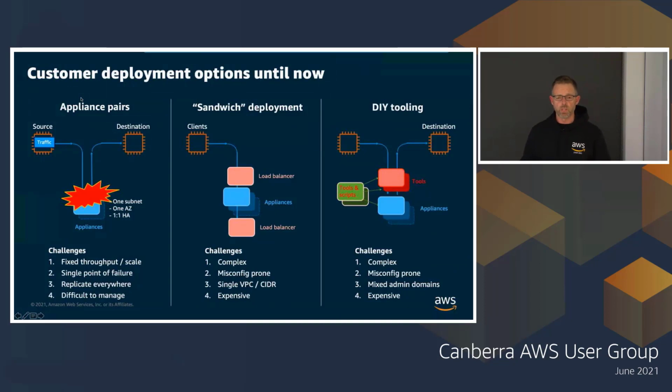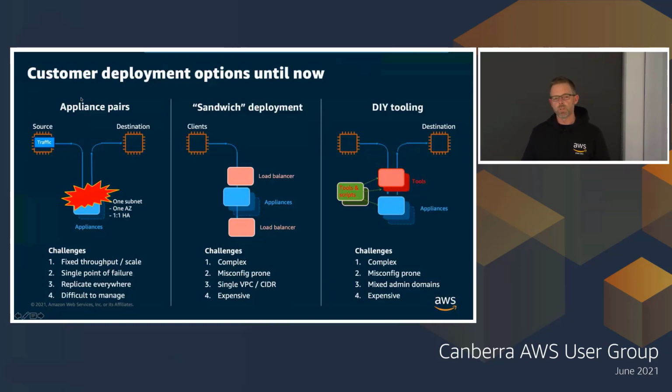And the final option was the DIY tooling side of things. So in this case, you would have multiple appliances, potentially over multiple VPCs, multiple accounts, multiple availability zones, the failover and the traffic paths all being managed by your bespoke tooling. So you would have that tooling changing VPC route tables, you'd have it moving IPs around appliances, scaling the appliances and so on. This has its own problems, not least that it's very complex.